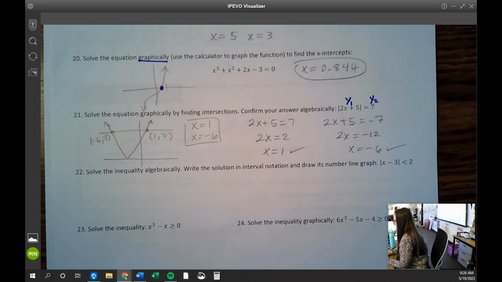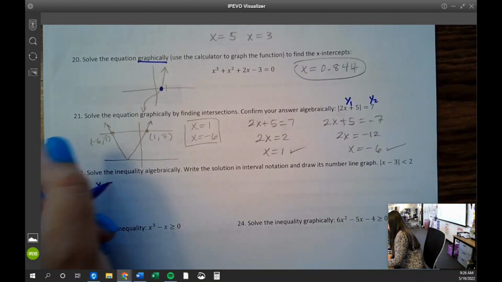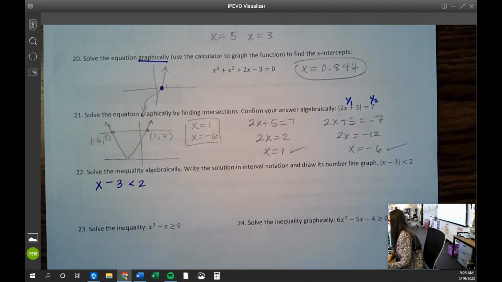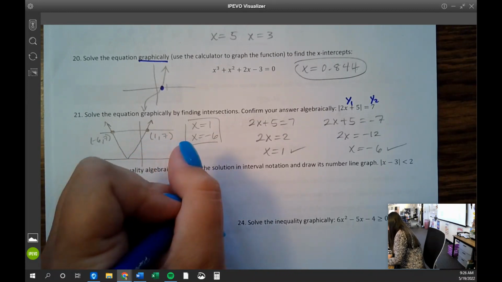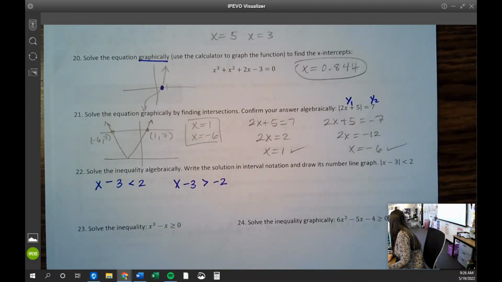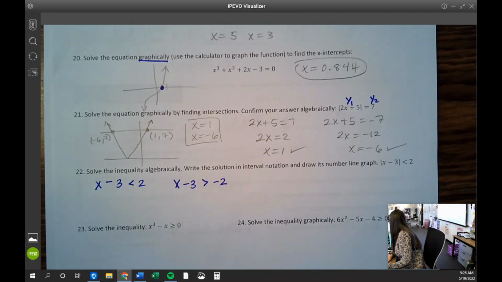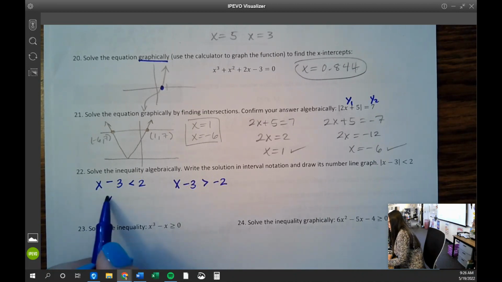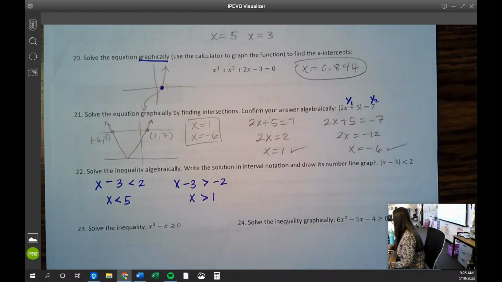So here's what we do. Your two inequalities, you're going to have x minus 3 is less than 2. But your other inequality is x minus 3 is greater than -2. So your -1 also changes the direction of the sign. Okay, so that means x is less than 5 and x is greater than 1.